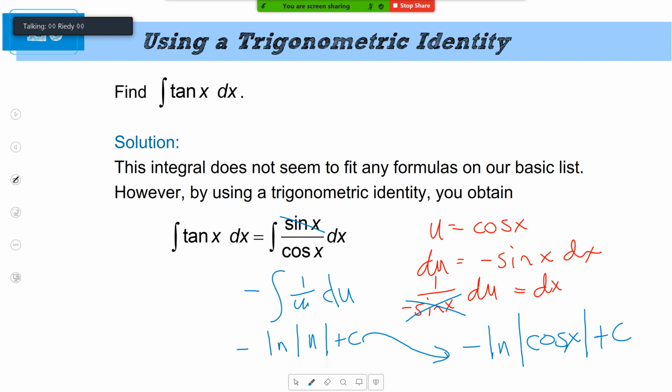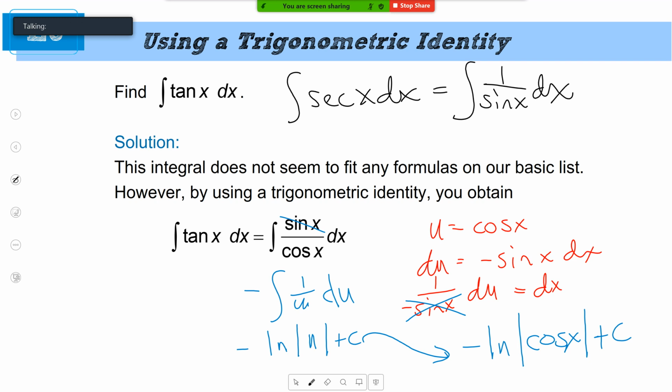And hopefully, you now understand how we could do secant. Okay, so if I wanted to do the antiderivative of secant of x dx, we would rewrite this as the antiderivative of 1 over the sine of x dx. Oh, I lied. Come on, Rita, you're better than this. You can tell it's Monday. Yeah, secant is 1 over cosine.